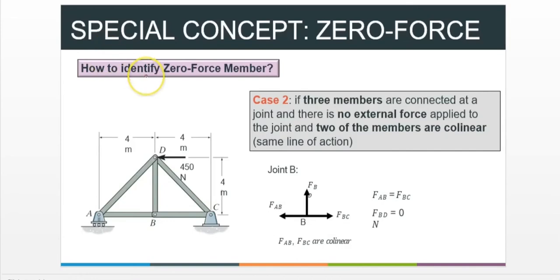Case number 2: if three members are connected at the joint and there is no external force applied to the joint, and two of the members are co-linear. What is the meaning of co-linear? It means they have the same line of action.